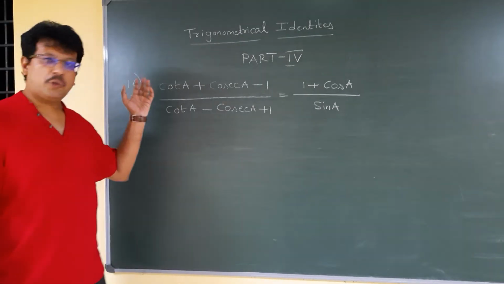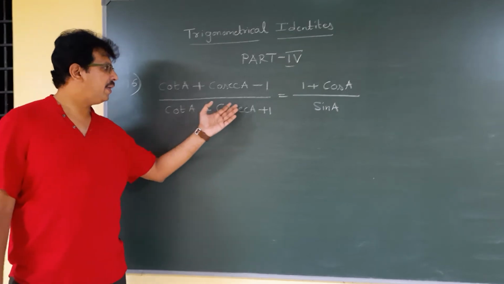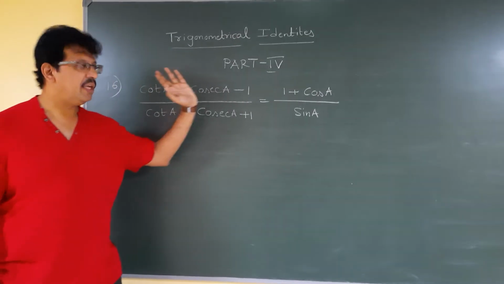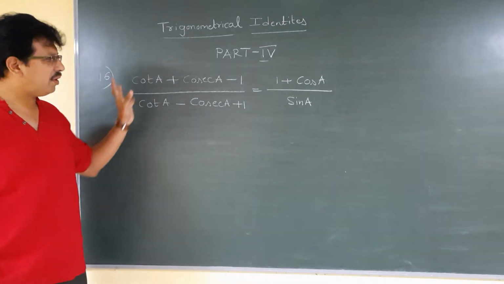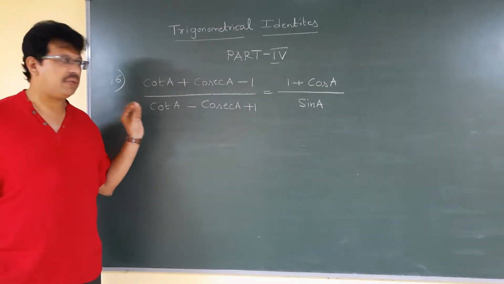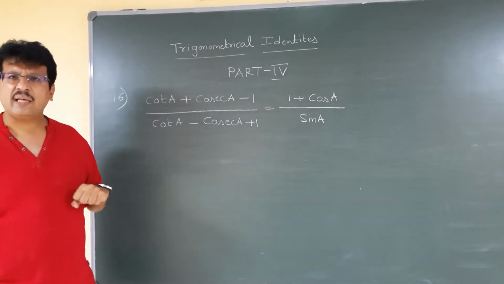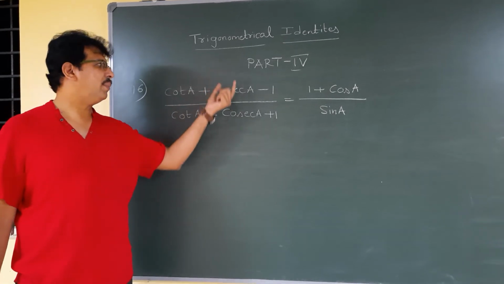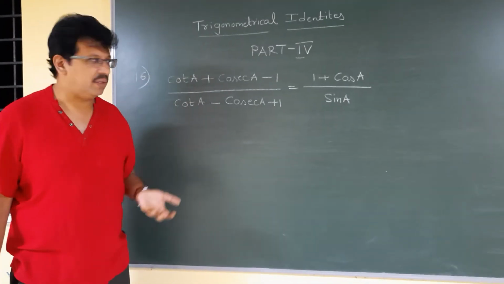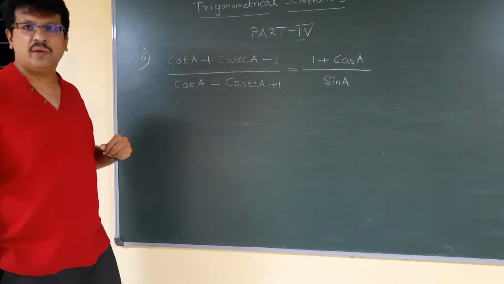So the next problem is cot A plus cosecant A minus 1 by cot A minus cosecant A plus 1 is equal to, we need to prove it as 1 plus cos A by sin A. Children, this is one of the very important problem. Here most of the time many children have in their mind cot A should be written as cos A by sin A, cosecant as 1 by sin A. That is got used of it. So this is one of the special problem. So we have to be very clear.